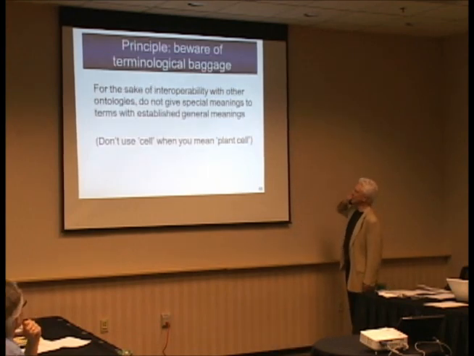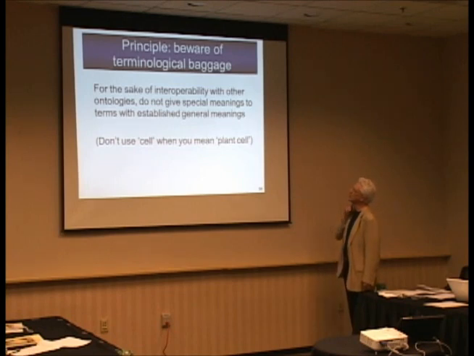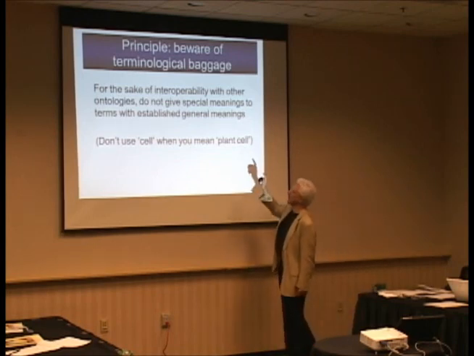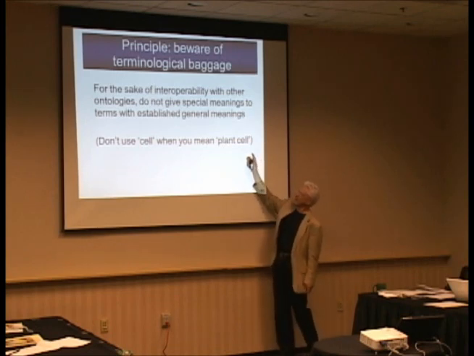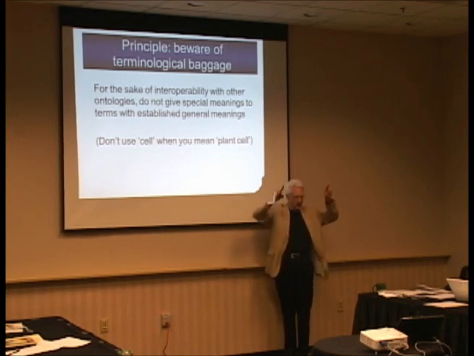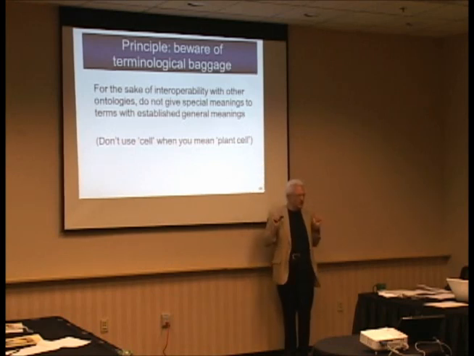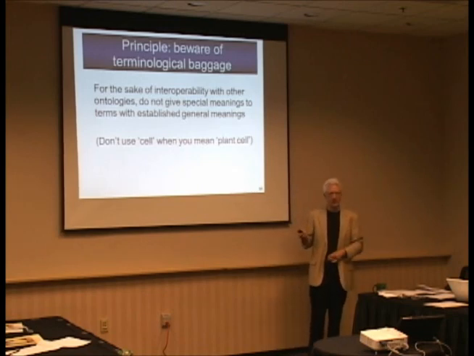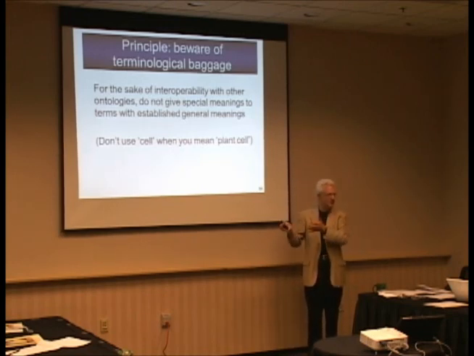So beware of terminological baggage. That's not a very good name for a principle. So the idea here is that if you're building a plant ontology, you're really only mostly interested in plant cells. And so the plant ontology, long ago, about 6 months ago, used the word cell to mean plant cell. Now that's a recipe for disaster because one day, very soon, they are going to need to explore bacterial infections in plants. And then they're going to have cells which are, in the ontology, plant cells, but which are bacterial cells.